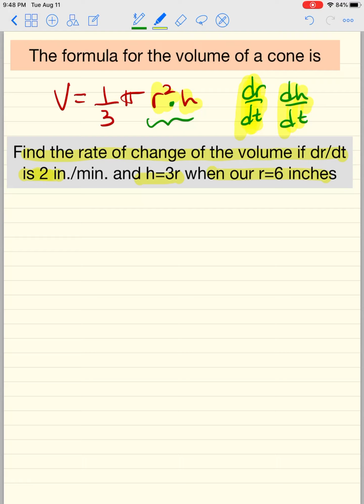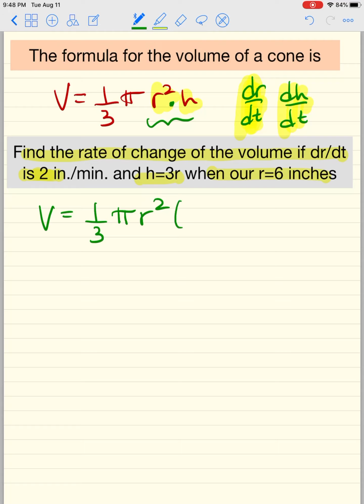So they gave you dr/dt. Nowhere here do they give you dh/dt. So I need to get rid of h, because if I try to do a product rule, you're going to see keep the first r squared, the derivative of h, dh/dt. I don't have that information, so I cannot do the product rule. Okay, so do not take the derivative until you get rid of the letter.